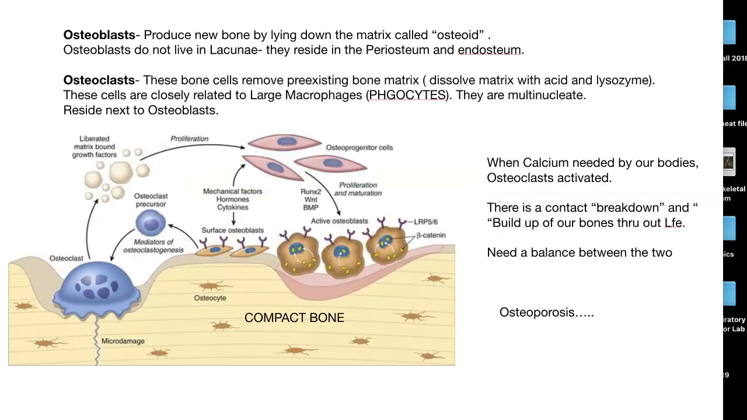So let's look at these guys. Now, osteoblasts, they produce new bone. They're laying down the matrix. Remember, these guys are exocytosing out the ground substance and the protein fibers. That new matrix is called osteoid. So osteoid is the matrix made by the osteoblasts. It hasn't quite been mineralized completely. Osteoblasts do not live in lacunae.